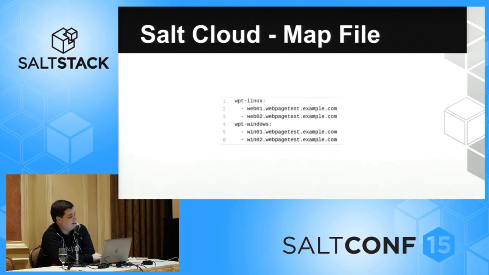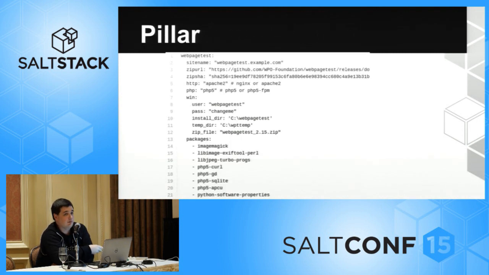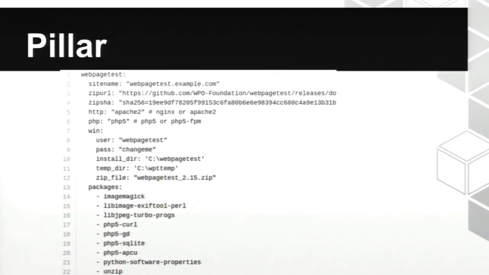So yeah, let's look at the pillar data that I'm using for WebPageTest. So I've got one big dictionary called WebPageTest, and we start out with some configurations here. So the site name is the Apache name that we're going to use for virtual hosting, or Nginx. This is the URL, which I cut off here, but it's the URL to get the zip file, and the SHA-256 hash of that zip file. So I know I've got the right file, and so that I know the download was completed all the way.